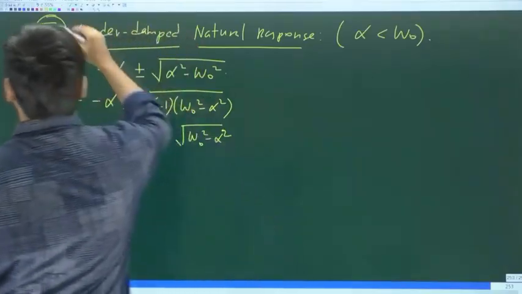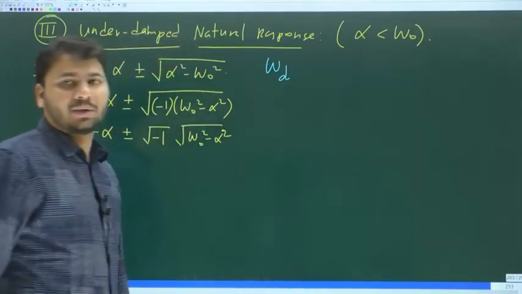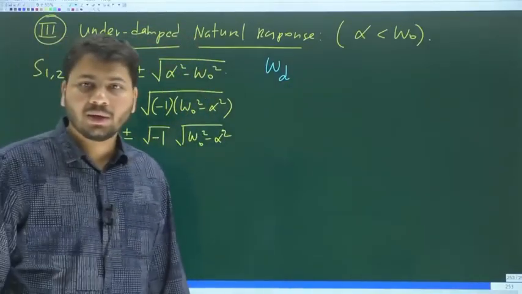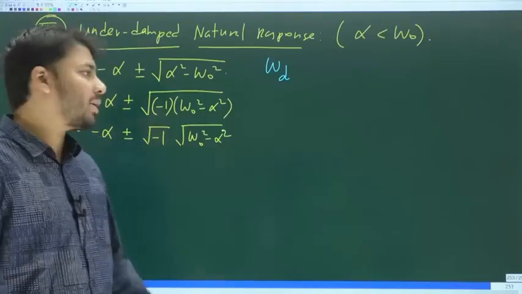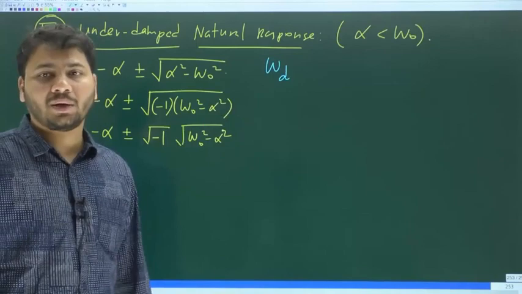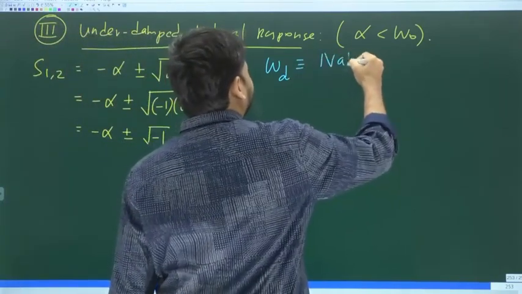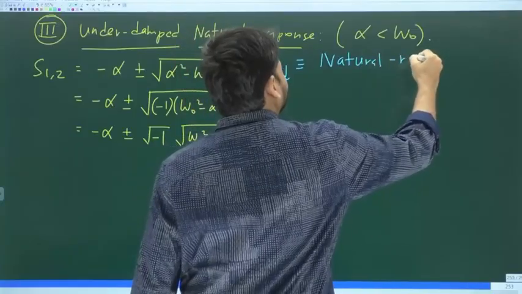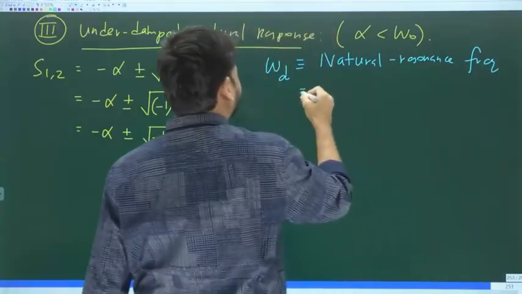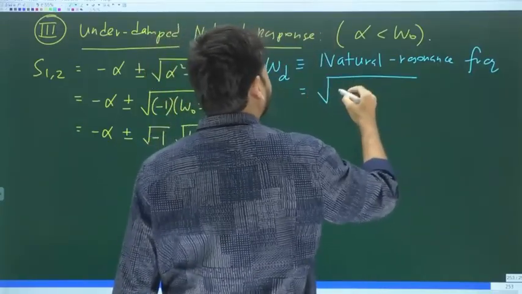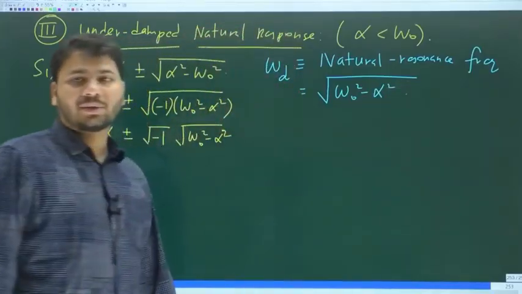Now we will define a frequency called omega d. This omega d is the natural resonance frequency. Omega naught is just the resonance frequency. Omega d is the natural resonance frequency. So omega d is the natural resonance frequency, and it is equal to square root of omega naught square minus alpha square.